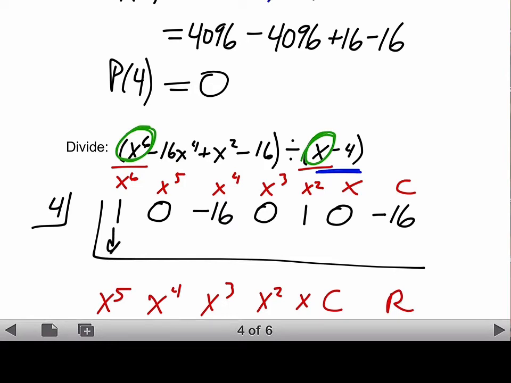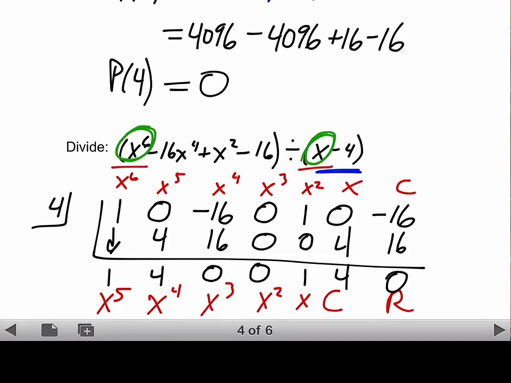Remember, with synthetic division, we bring the first number down and then multiply and add. So 1 times 4 is 4, added to 0 doesn't change. 4 times 4 is 16, added to negative 16 is 0. 4 times 0, well, that's nice. That seemed like a waste of time, but you've got to do it for good form. 4 times 0 being 0, added to 1 gives me 1. 4 times 1 is 4. Bring that down. 4 times 4 is 16. I have a 0 remainder.